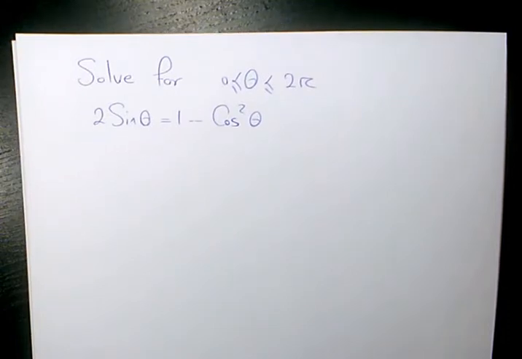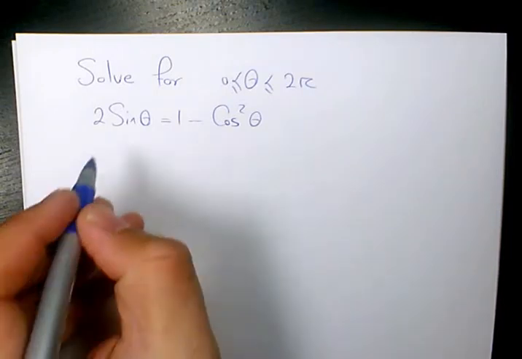So in this video I want to solve 2 sine theta equals 1 minus cosine squared theta, and theta must be between 0 and 2 pi. On one side I have sine theta and on the other side we have cosine squared theta. So it's better to change this cosine squared theta to sine squared theta.